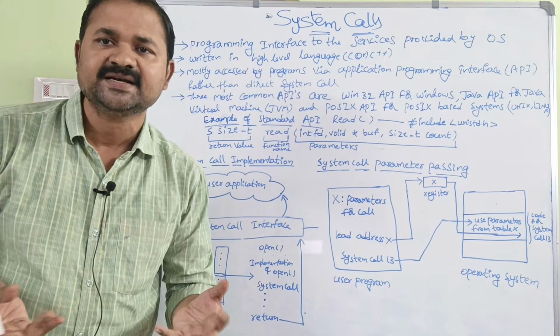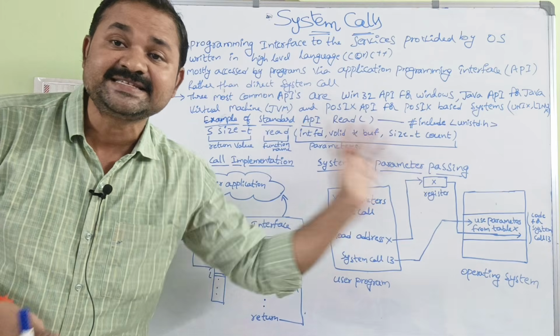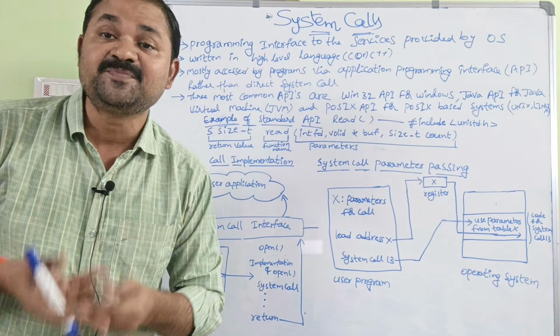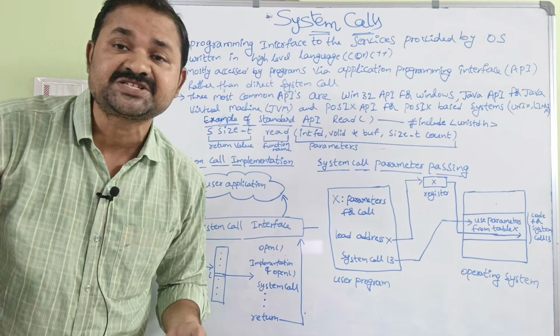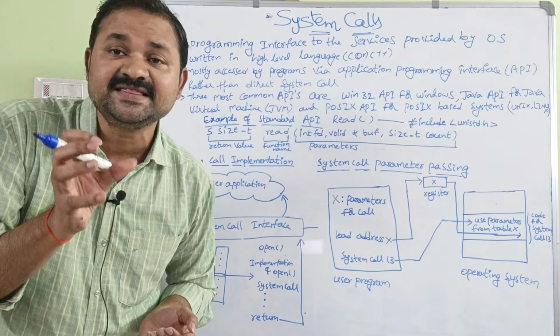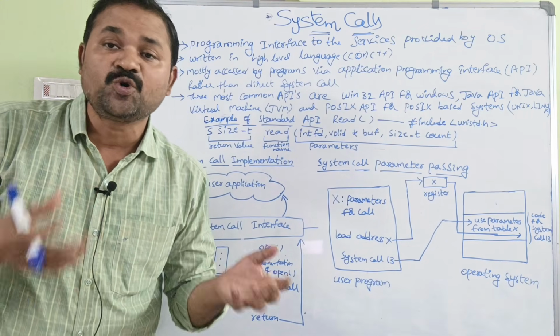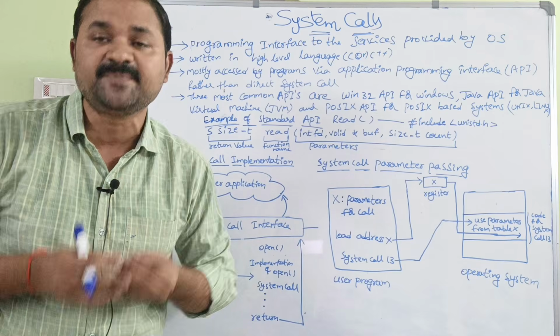If you take C, C was developed by Dennis Ritchie. Likewise, C++ was developed by Bjarne Stroustrup. So they will design the APIs. Each programming language has its own API.